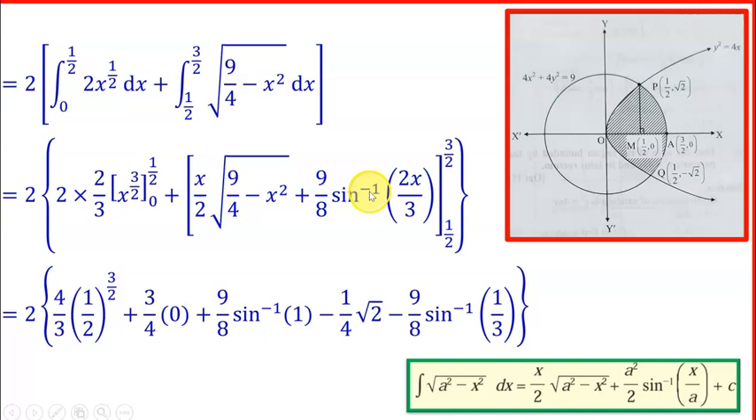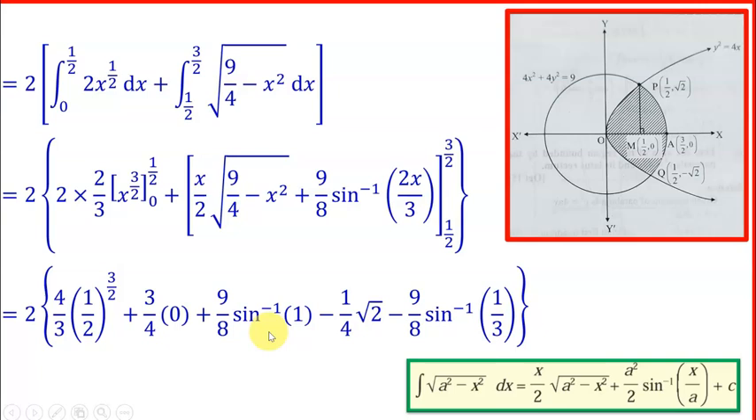If we substitute x as 3 by 2, its square is 9 by 4. 9 by 4 minus 9 by 4 will become 0, and overall this all will be 0. Next is 9 by 8 sine inverse of. If we replace x as 3 by 2, the 2 gets cancelled, 3 upon 3, you will get sine inverse of 1.